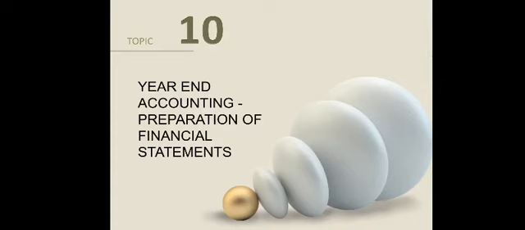Hi everybody, this is lecture for topic 10, ACT3113. Okay, in the previous topics, you have learned about assets, and then accounting for liabilities, and then accounting for equity. Last week you have seen lectures about accounting for equity. So this week, you will learn about how to prepare the financial statement.